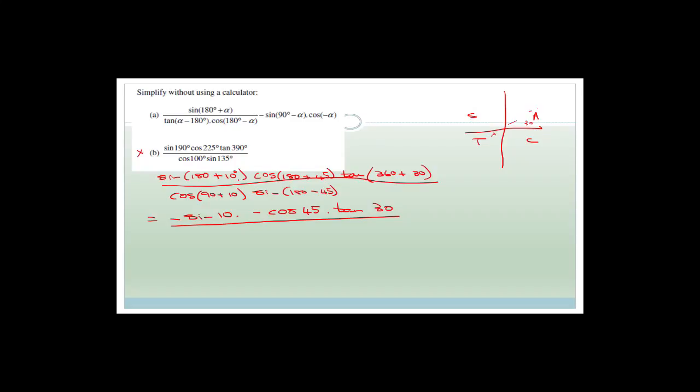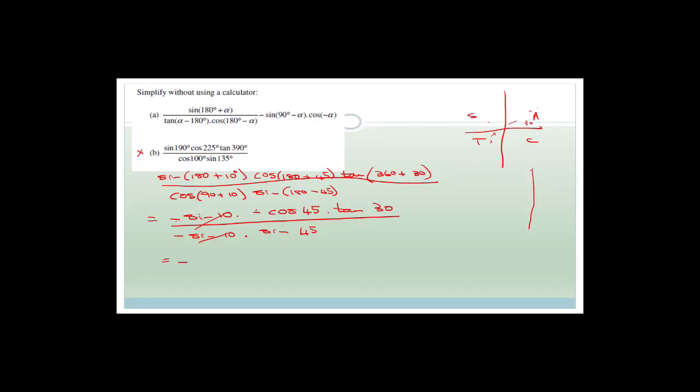Similarly, sine of 180 plus 10 just becomes sine of 10, but it's negative because it's been put in the third quadrant. Cos of 90 plus 10 is going to give us negative sine 10 because of the co-ratio. And then finally, we've got sine of 180 minus 45, which is in the second quadrant, so therefore that's just sine of 45. Right, so minus divided by minus is a plus, divided by minus is a minus. That's a minus. These happily fall away.